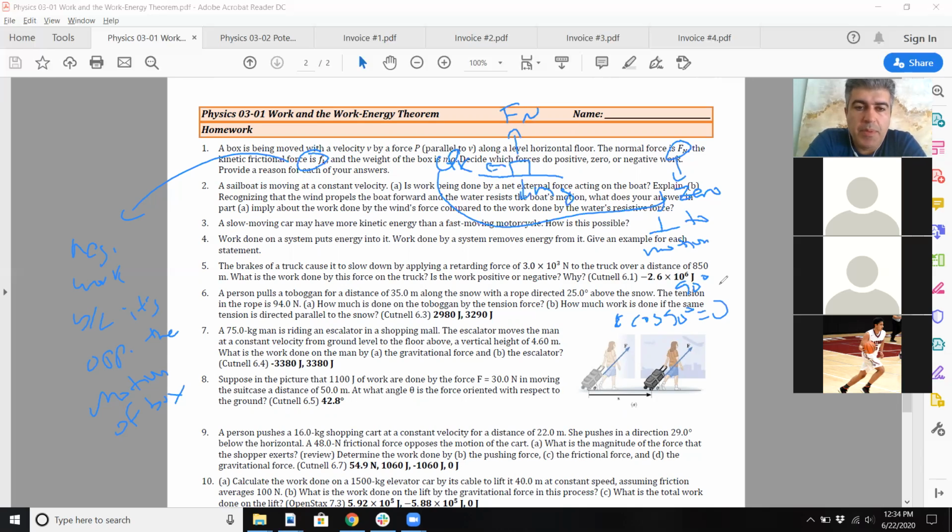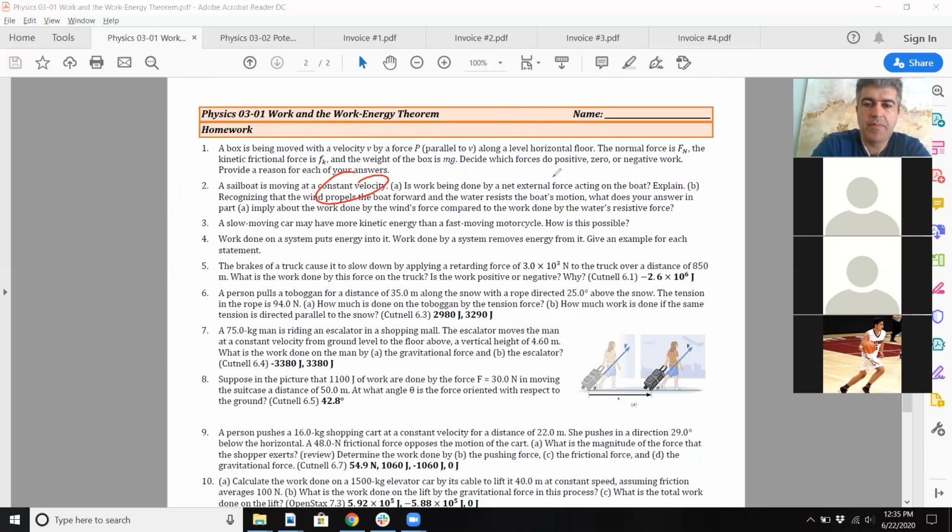For 2, a sailboat moving at constant velocity. Is work being done by the net external force? No. The reason why that's no is because of constant velocity. Remember, F net equals m a, but a equals 0 because of that. So the answer is no.